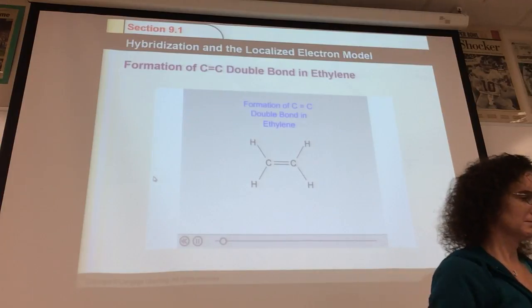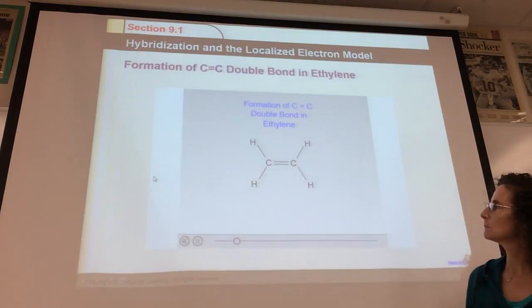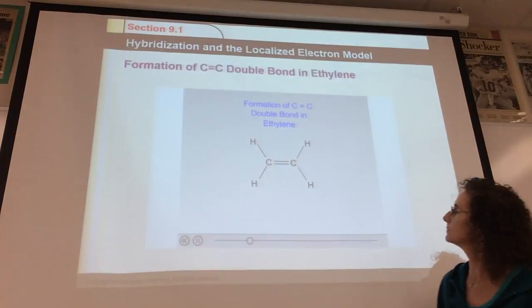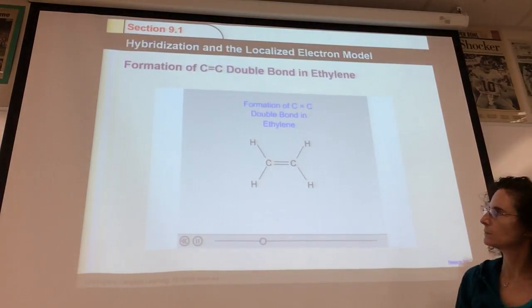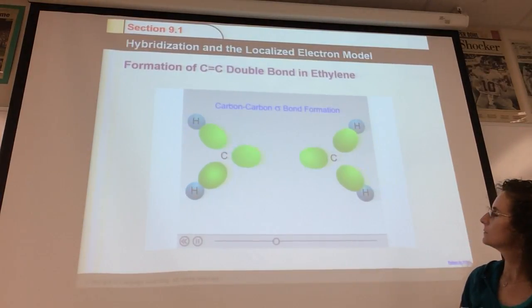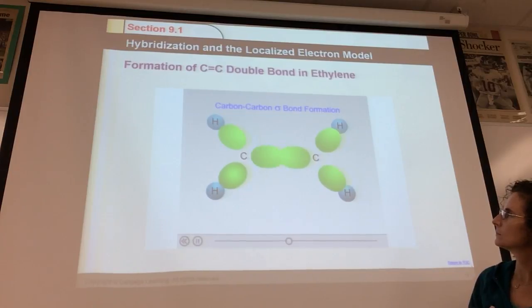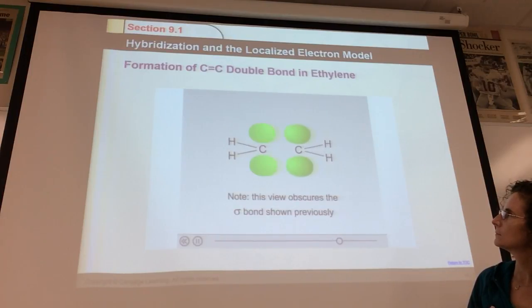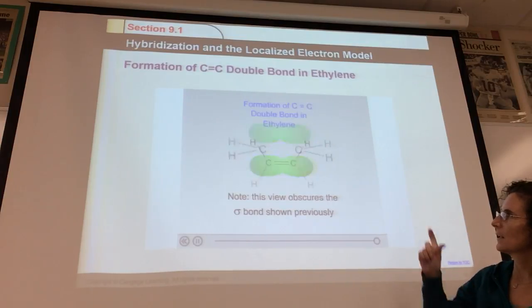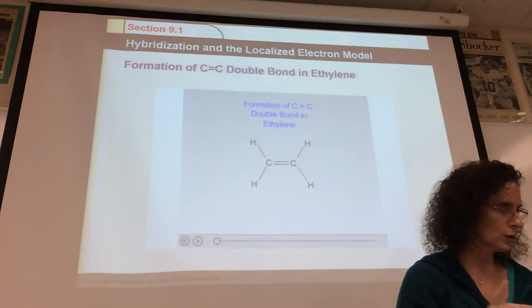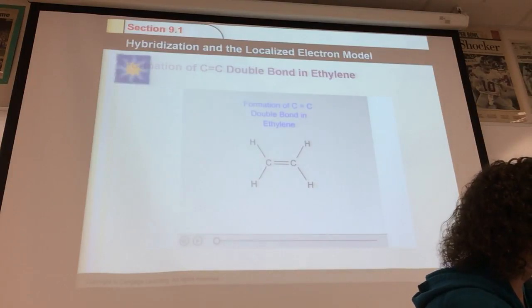The carbon-carbon double bond in ethylene consists of a sigma and a pi bond. An sp2 hybrid orbital on one CH2 unit of ethylene overlaps with an sp2 hybrid orbital on the other CH2 unit to form the carbon-carbon sigma bond. Now we use a side-on view to show how the remaining unhybridized p orbitals on each CH2 unit overlap to form the carbon-carbon pi bond. Now that's a little tricky the way it's shown, so we're really going to simplify that.